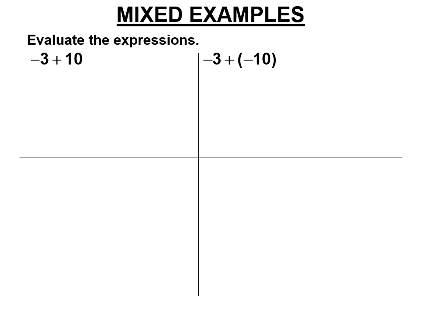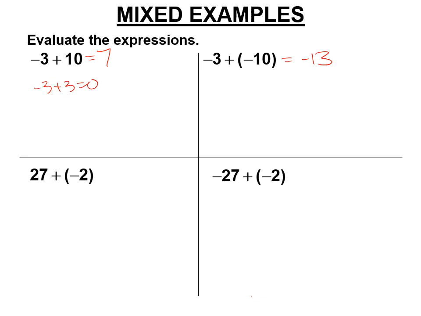So we're going to mix up the last two lessons. So some are from today, some are from the last lesson. Negative 3 plus 10. All right, so negative 3 plus 3 would be 0. So there's 7 extra positives there. You're canceling. Negative 3 plus negative 10 is negative 13. They're both negative. You just add them up. 27 plus negative 2 is positive 25. Negative 27 plus negative 2, you add them up, negative 29.